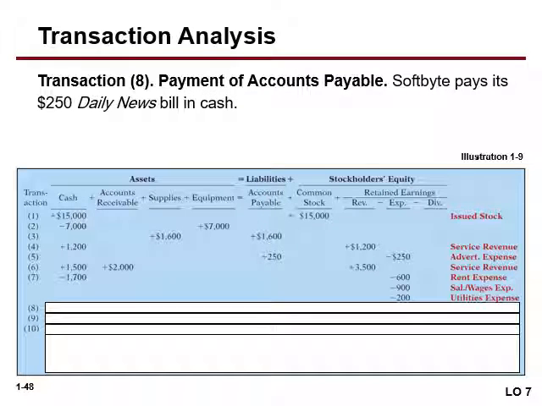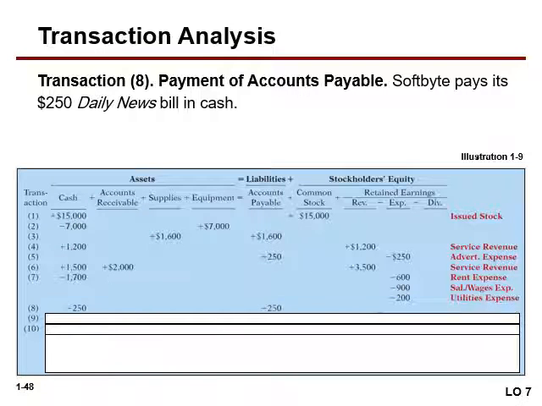Transaction number 8, payment of accounts payable. SoftByte pays its $250 Daily News bill in cash. In this transaction, one of the liabilities decreases, and at the same time cash also decreases. So assets decrease by 250 under cash, and the liability also decreases under accounts payable.